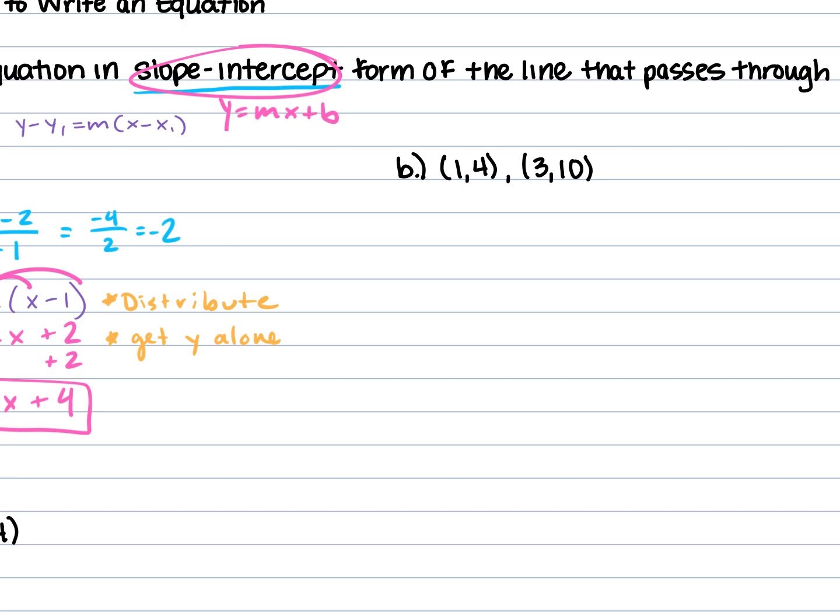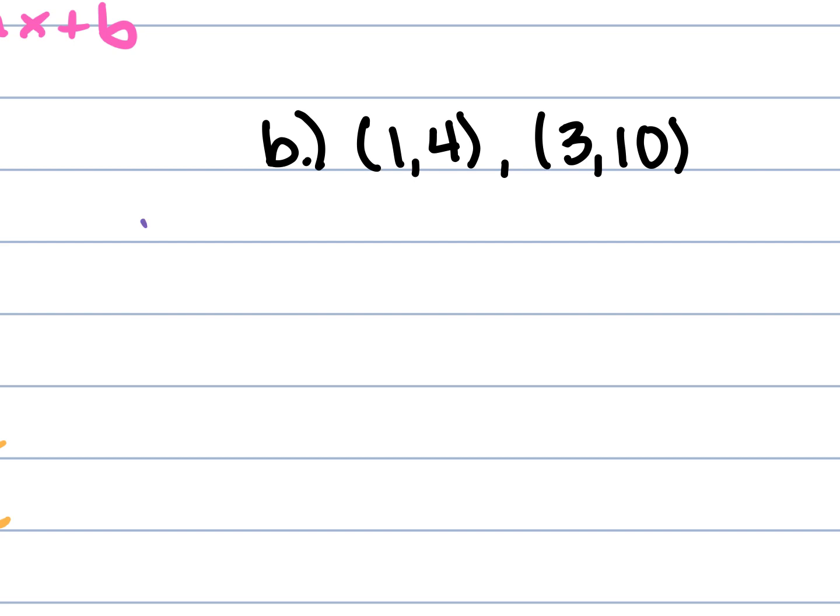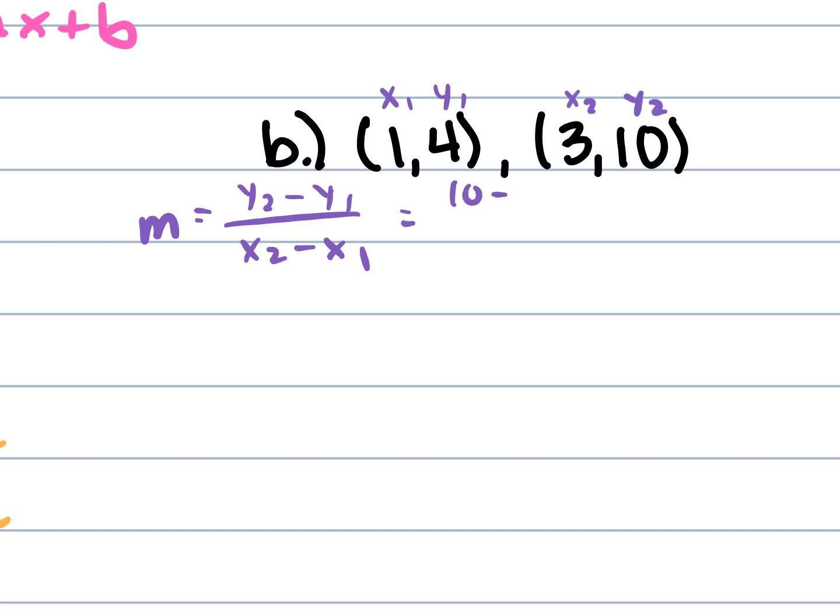So we're going to do the same thing here. What's step 1? Find the slope. So we have m is equal to y2 minus y1 over x2 minus x1. I'm going to label my points x1, y1, x2, y2. So this would be 10 minus 4 over 3 minus 1. So it simplifies to 6 over 2, which is 3. Awesome. So my slope is 3.